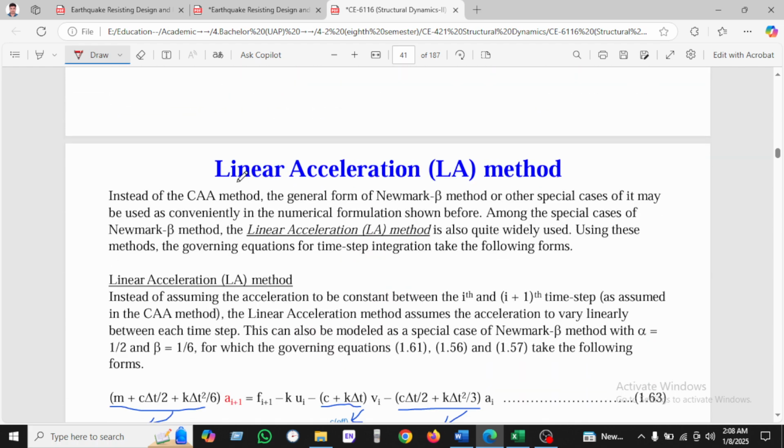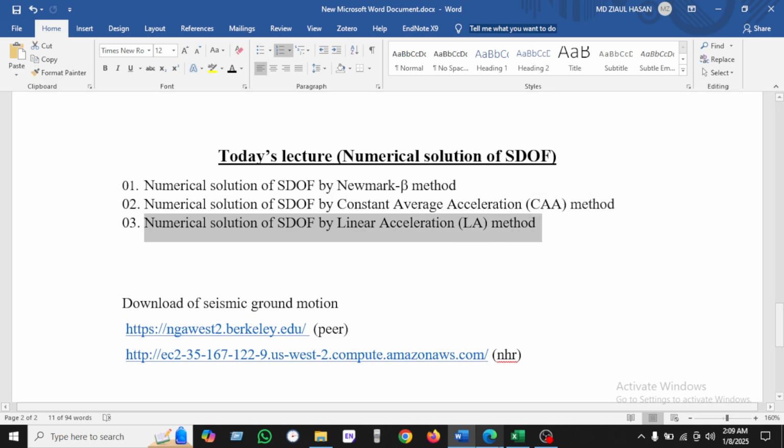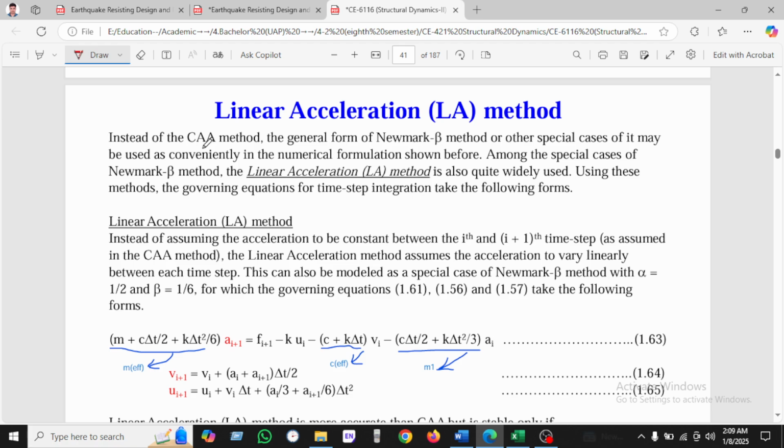And what is the major change in the linear acceleration method? So now see the numerical solution of single degree of freedom by the linear acceleration method. Instead of the constant average acceleration method, the general form of the Newmark-Beta method or other special cases may be used for convenience in the numerical formulation shown before. Among the special cases of the Newmark-Beta method, the linear acceleration method is also quite widely used. Using this method, the governing equation for time step integration takes the following form.